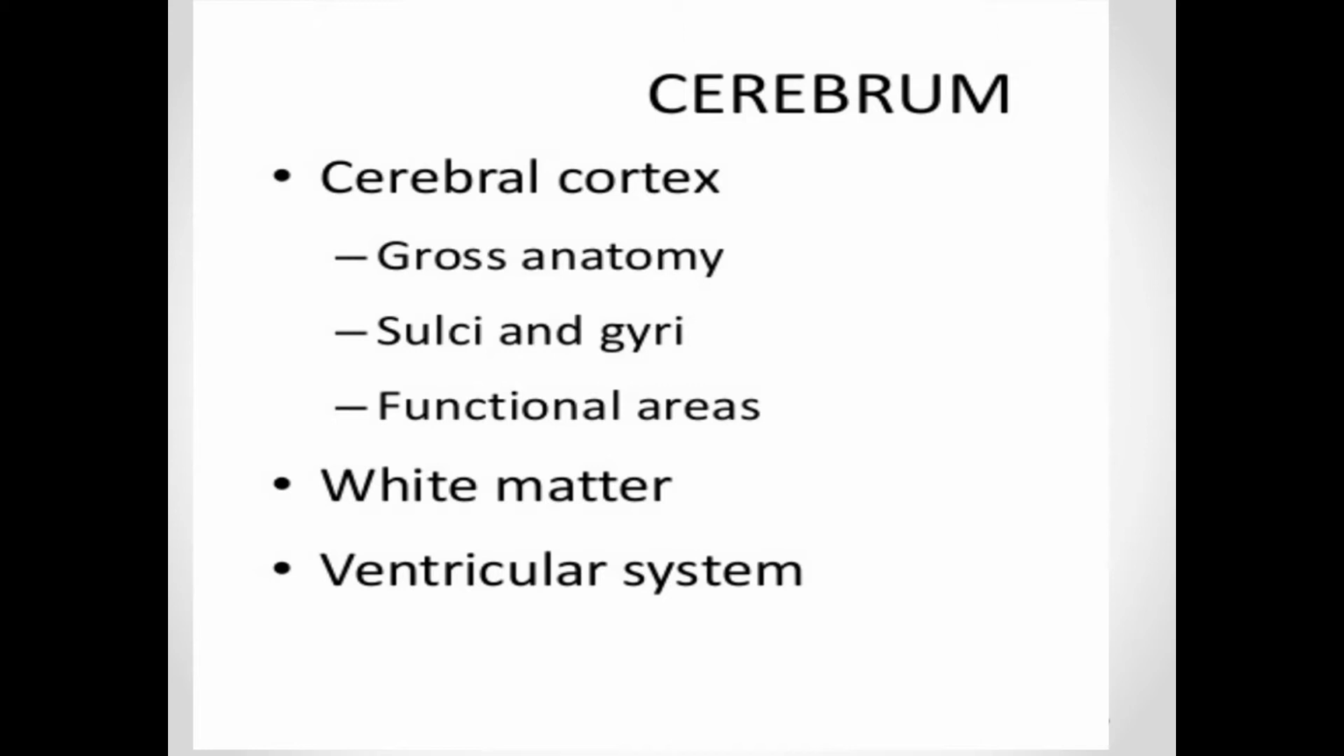First we have to look at the gross anatomy, the sulci and gyri present in it, functional areas, white matter, and then comes the ventricular system. Today's class will look into the cerebral cortex, where we are looking at gross features, sulci and gyri present, and the functional areas present in the cerebrum.